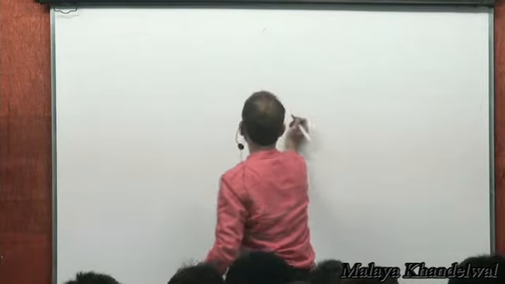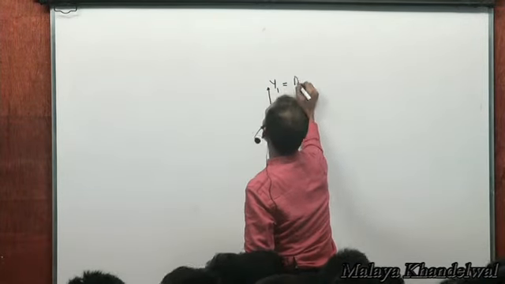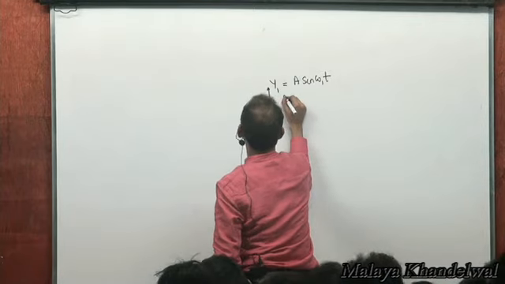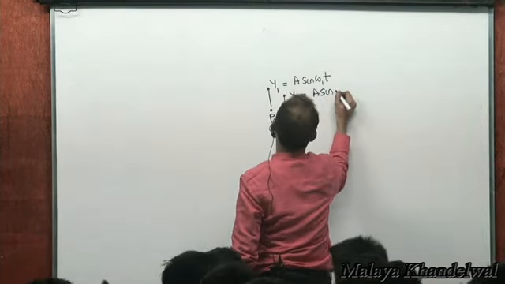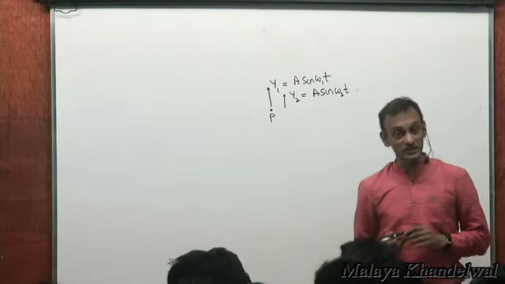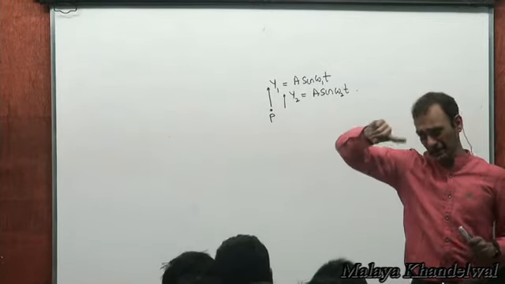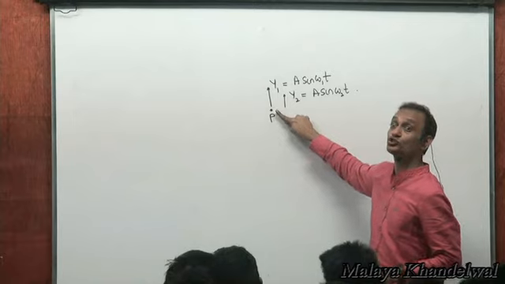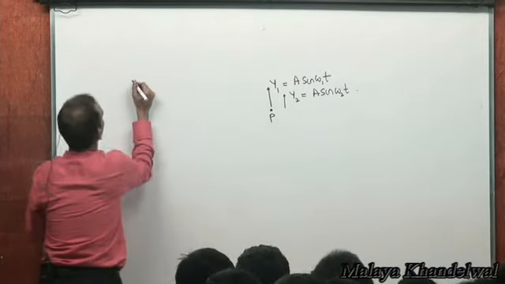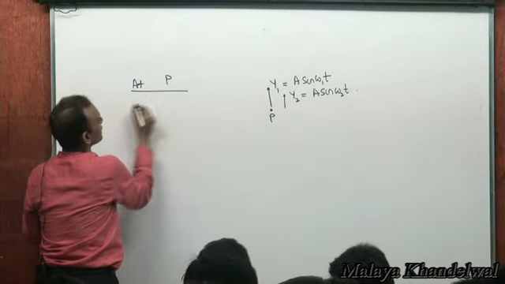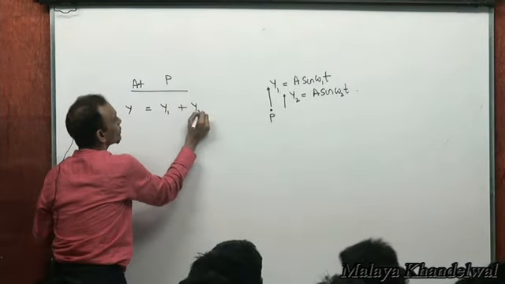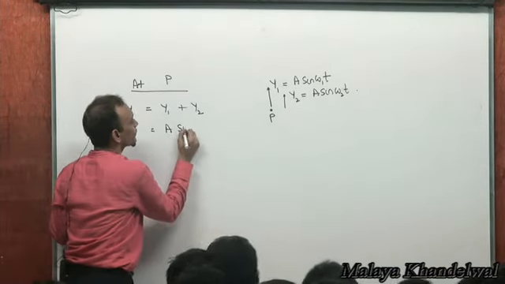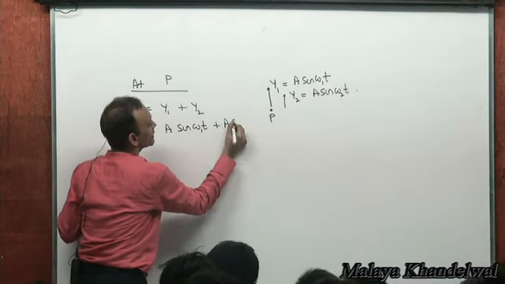At a point P, say, there is a disturbance which is y1 equal to A sine omega 1 t. Right? And there is another disturbance at this point which is y2 equal to A sine omega 2 t. The angular frequency of this is omega 1, the angular frequency of this is omega 2. Now these two disturbances superimpose at the point P. Then at P, what would be the displacement characteristics? y equal to y1 plus y2 would be the displacement at P, which would be A sine omega 1 t plus A sine omega 2 t.